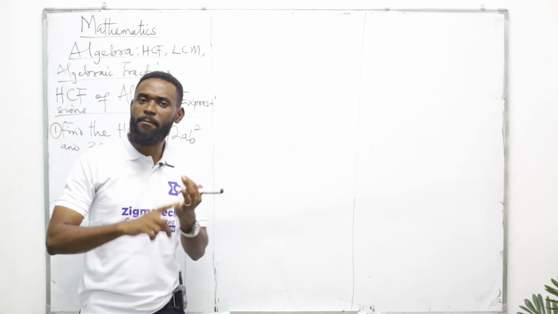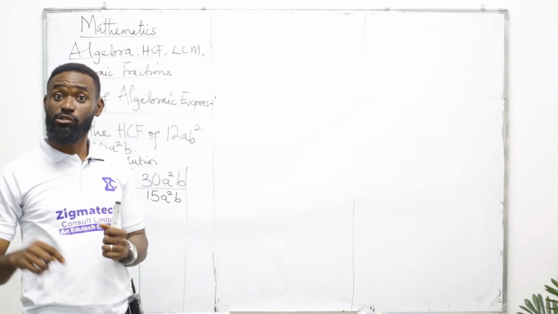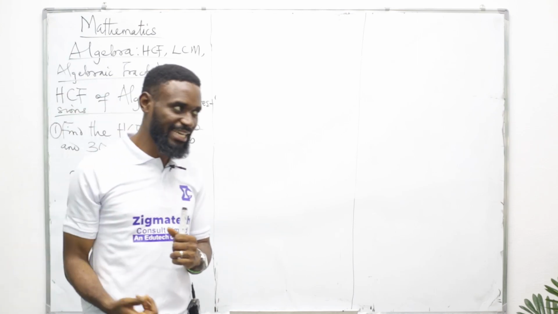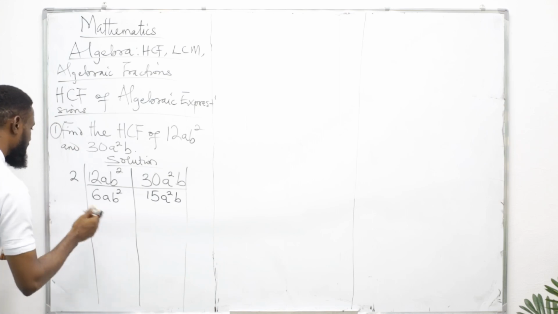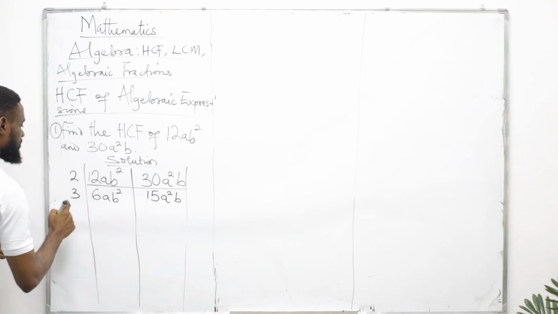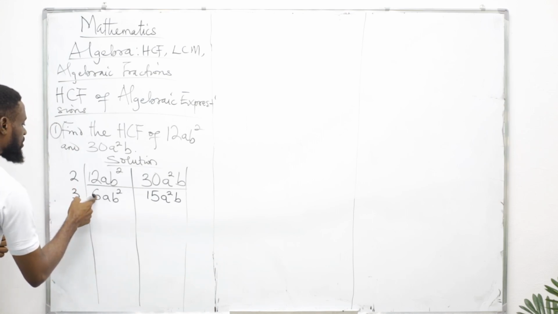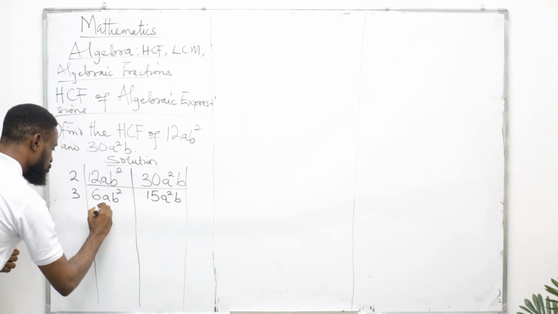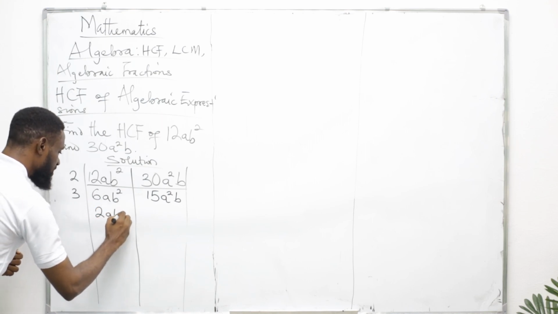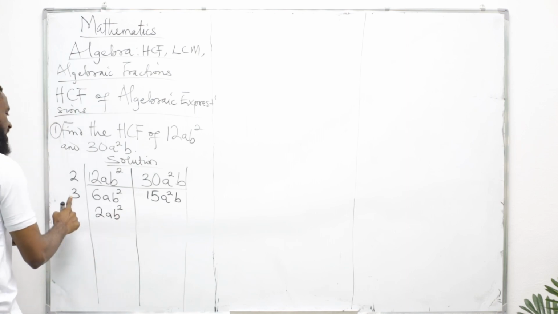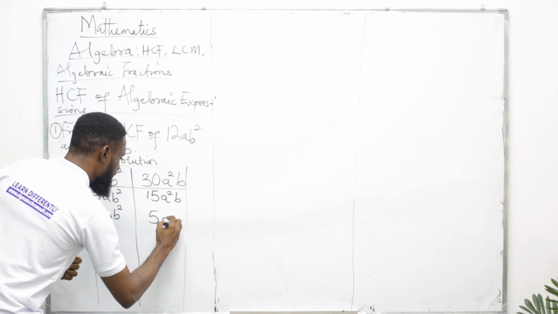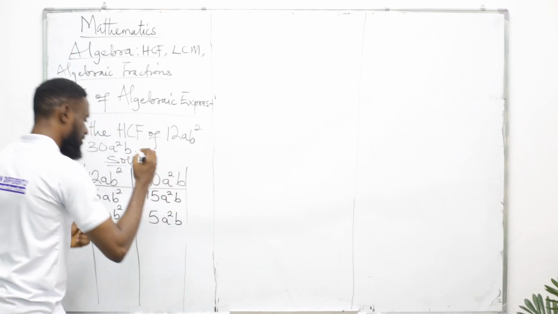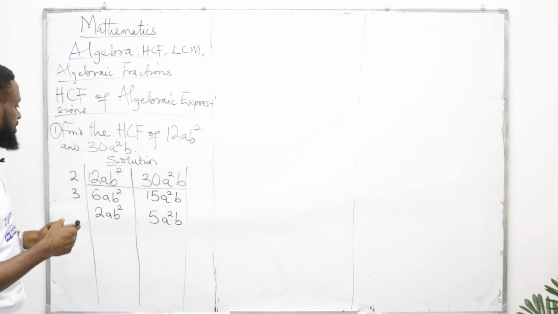Do you understand? So here, something is common between 6 and 15. There is a number that can divide 6 and can also divide 15. I know as I'm talking, you are getting that number now. That number is 3. So we use 3. 3 into 6 gives us what? 2, so 2ab squared. Then 3 into 15 gives us 5a squared b. Do you get that?